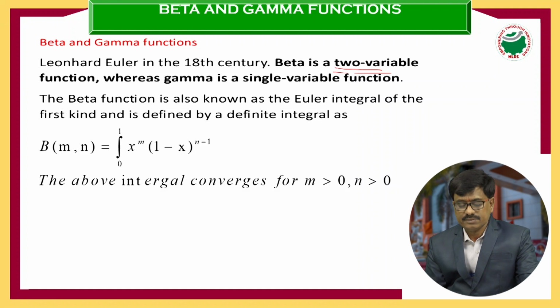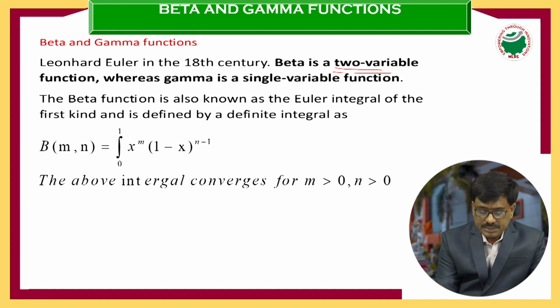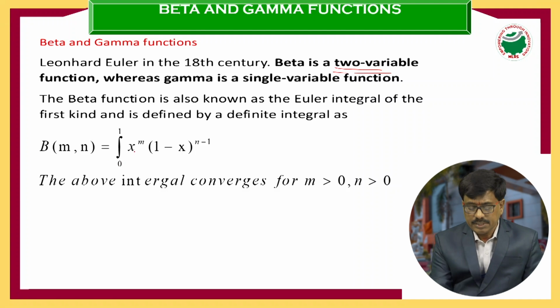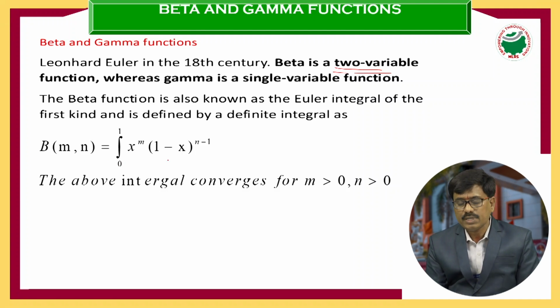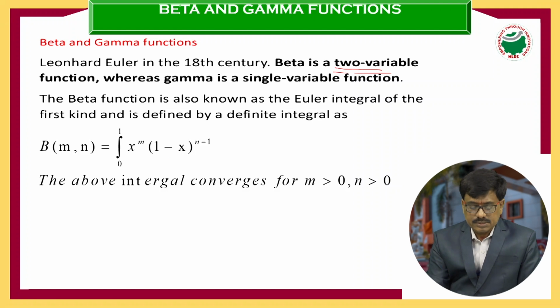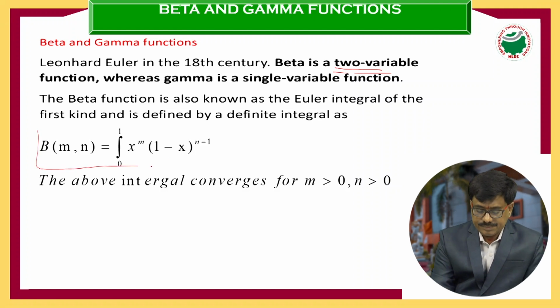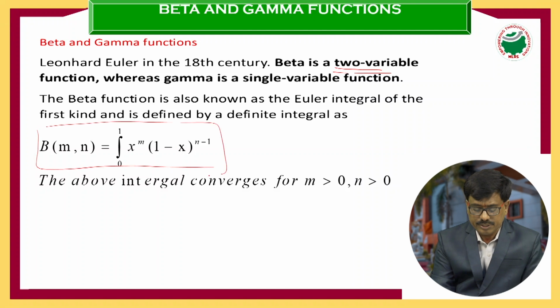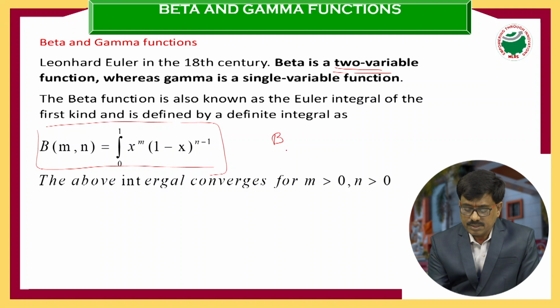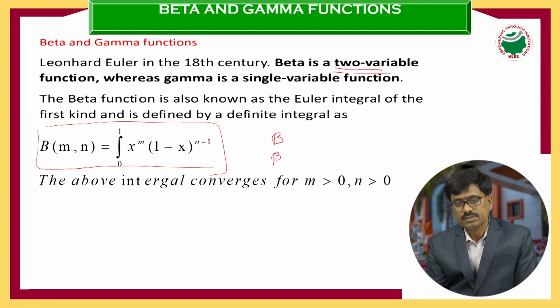This is also the first kind of Eulerian integral, defined as beta of m comma n equals the integral from 0 to 1 of x power m minus 1 into 1 minus x whole power n minus 1 dx. This is called the beta function. It is denoted in some cases by capital B, or some use the beta symbol. That is how this function is represented in these two forms.